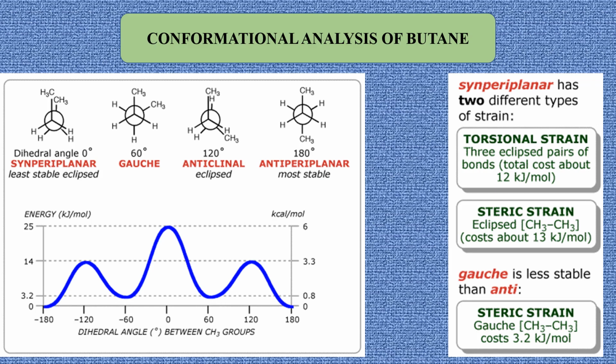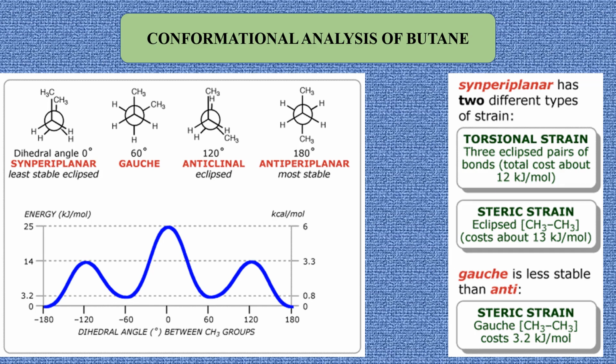Similarly, this also increases energy. And here also we expect the increase in energy due to this eclipsing interaction by 4 kilojoules, but it is found to be a higher value. It is because it is not only a repulsion between the bonded electron pairs, but there is a steric repulsion between these two methyl groups.